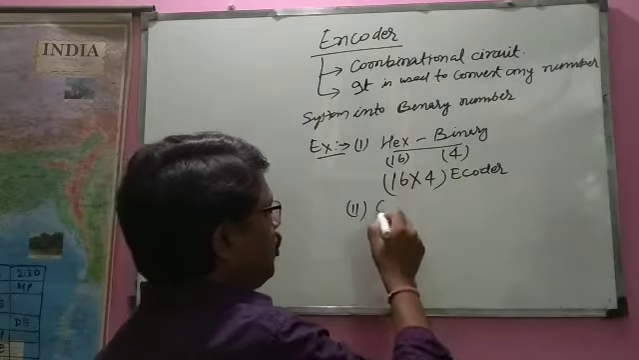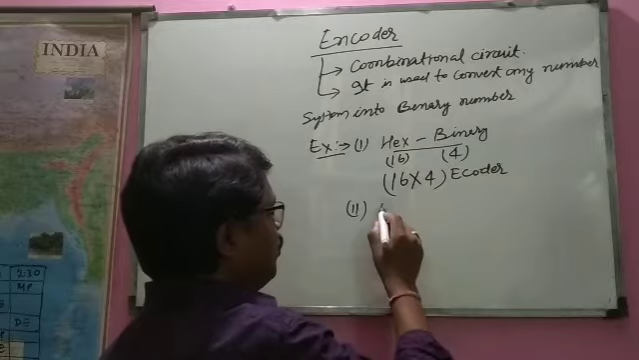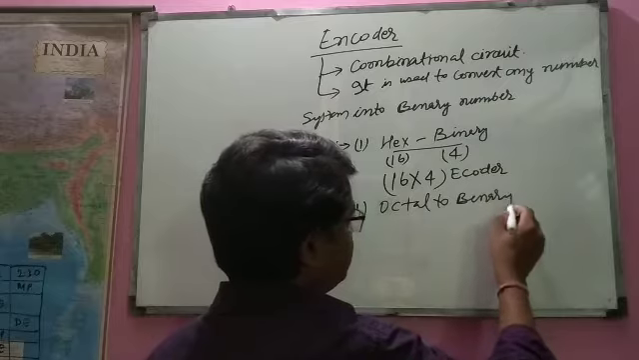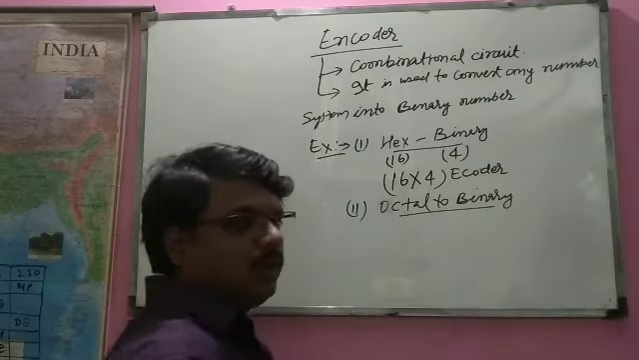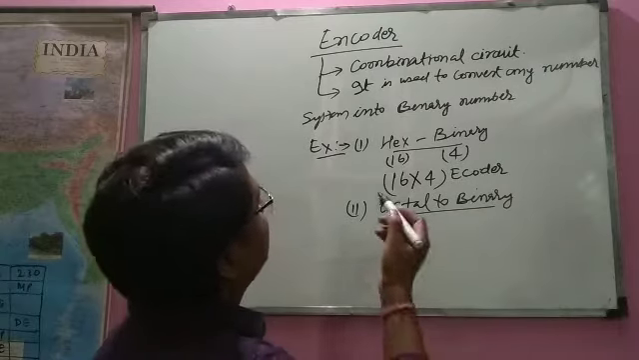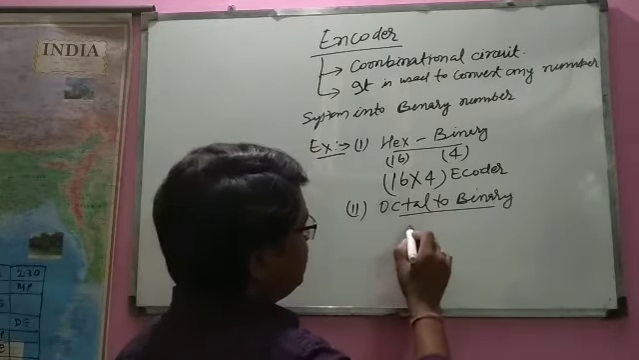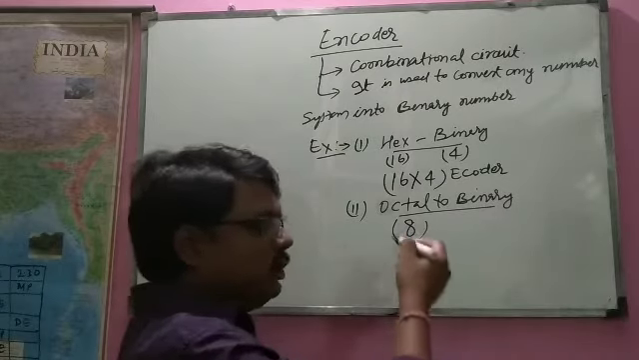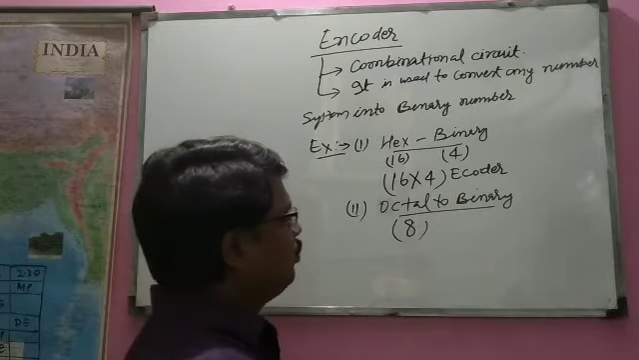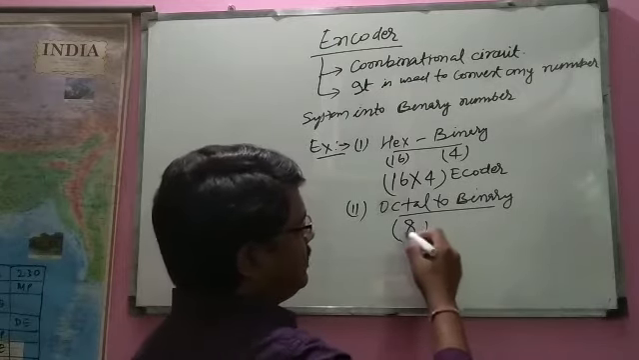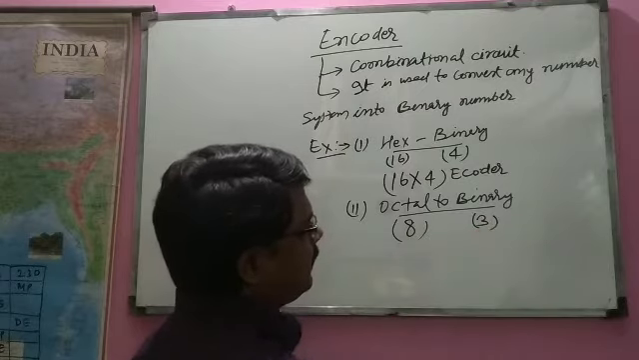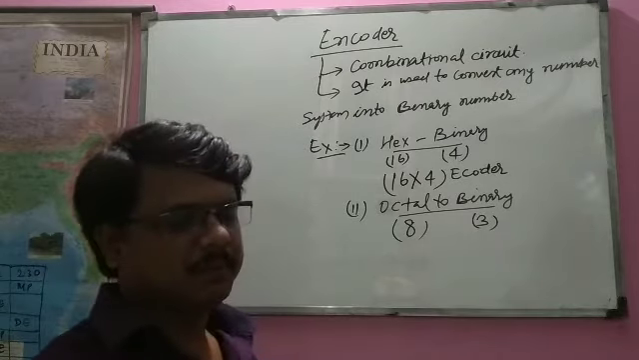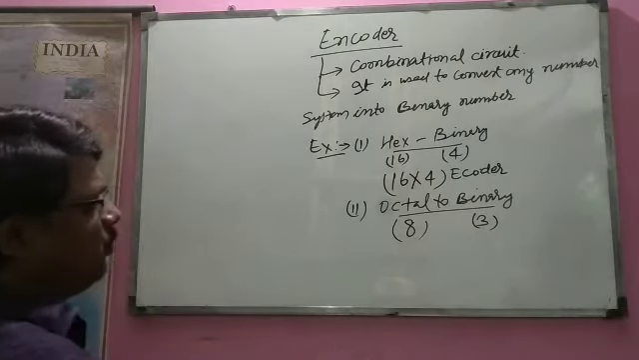Okay, again octal to binary is also an example of an encoder. So what is octal? It is 8. There will be 8 octal numbers: 0, 1, 2, 3, 4, 5, 6 up to 7, and this octal number will be represented with 3 binary bits. Okay, so let us see how.